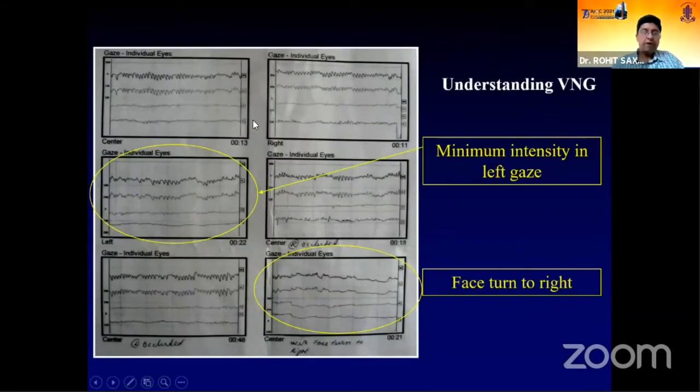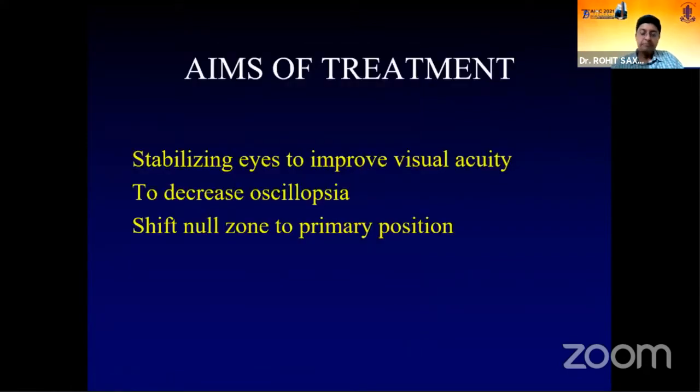So these are waveforms you can actually measure. You can see this is primary gaze, and you can see the waveforms decrease in left gaze. So patient looking left, the nystagmus is minimum, and there is no change with either eye occlusion, so there is no latent component to it. And again, this is the waveform with the face turn the child likes to. So we can actually measure now and see what is the angle at which the waveform is minimum.